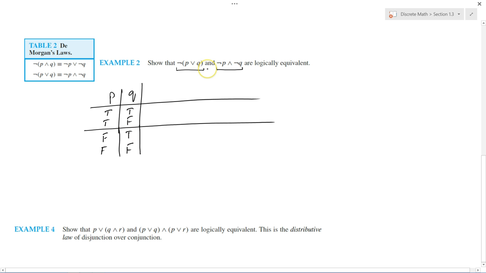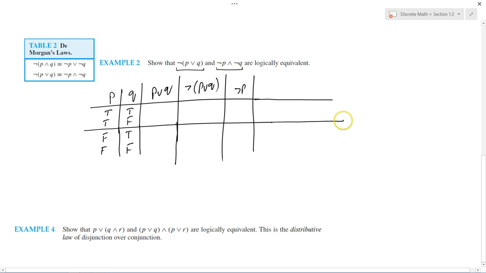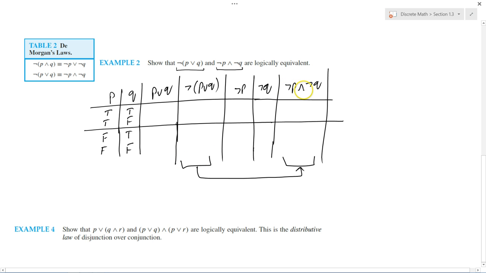So let's look at the first statement, not (P or Q). This means I have to calculate P or Q first, and then I have to calculate not (P or Q), and this is going to be my column identifying the truth value for the first statement. And for the second statement, I need to calculate not P, not Q, and then not P and not Q. Basically I need to compare these two columns together to assert whether the two statements are equivalent or not. So let's do this exercise very quickly.